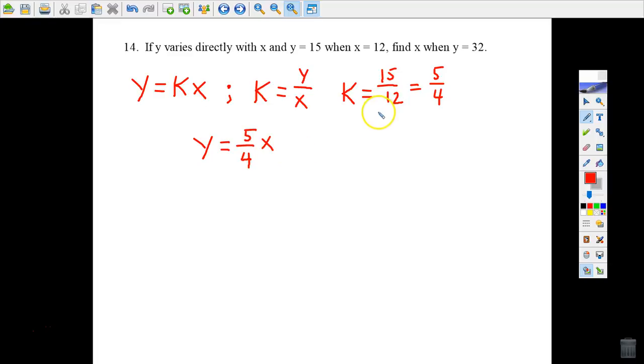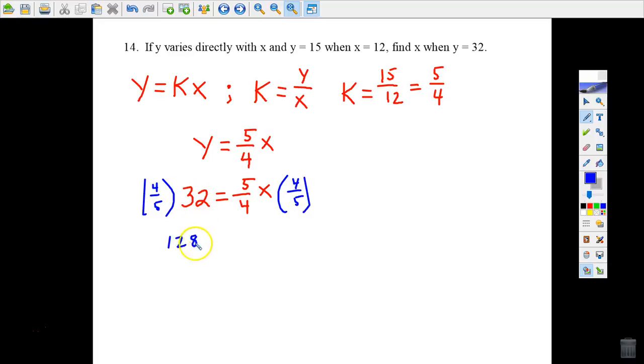Alright, so this is our equation, or you could have had 15/12 here, that's fine. Well, now how do we find x if we're given a certain value for y? Well, let's replace y and we'll solve for x. And to solve for x, I'm going to multiply both sides of this equation by the reciprocal of 5/4, which is 4/5. Okay? And let's see, that's 128. 32 times 4 is 128/5.